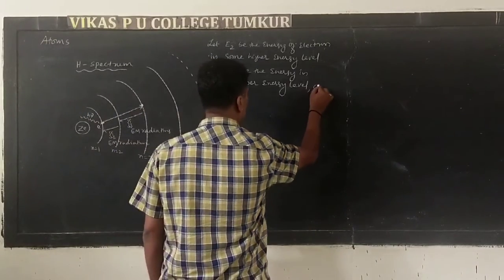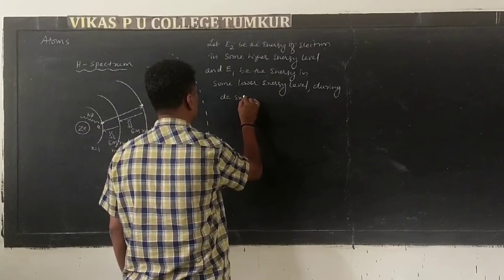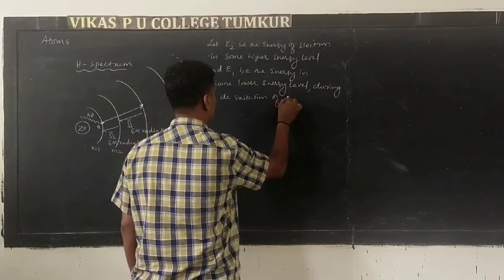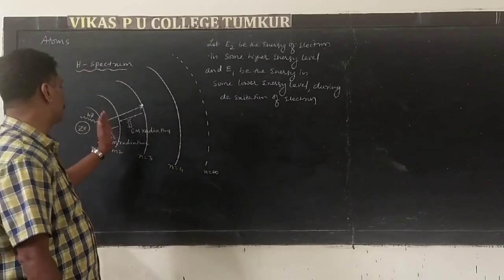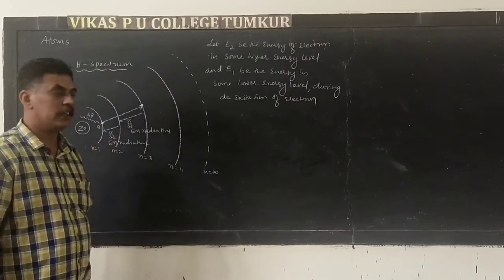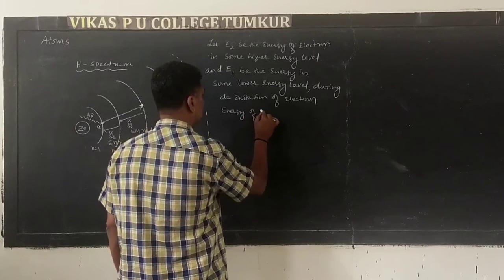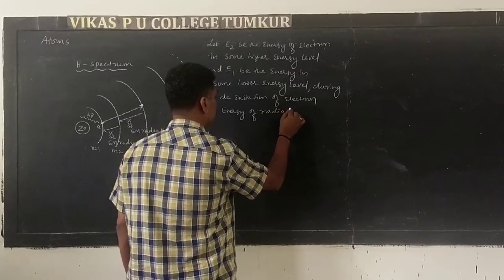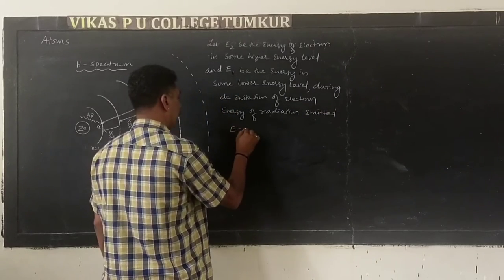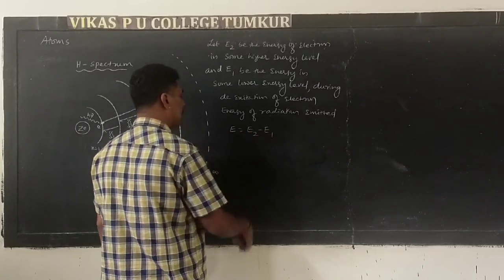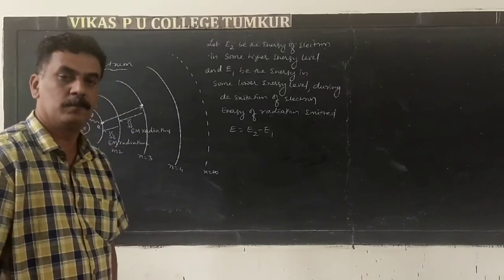So during de-excitation of the electron, when the electron gets de-excited, it emits electromagnetic radiations. And what is the energy of the electromagnetic radiations? Energy of radiation emitted will be given by the difference of the energies of electrons in higher and lower energy levels respectively.